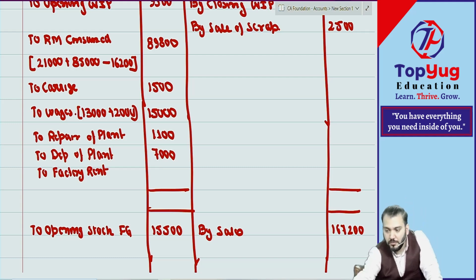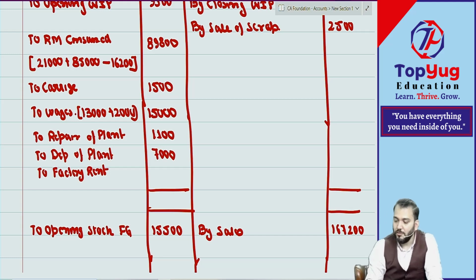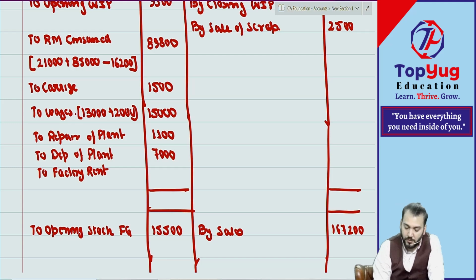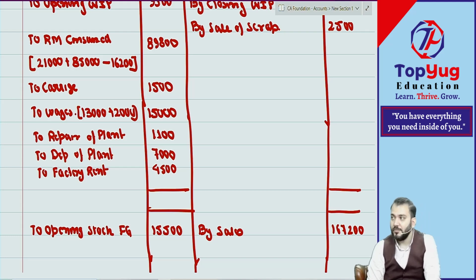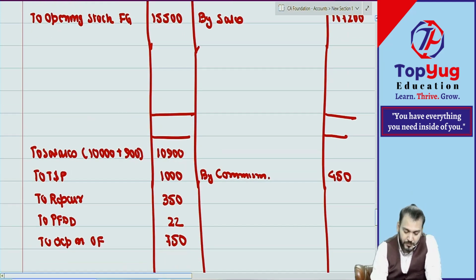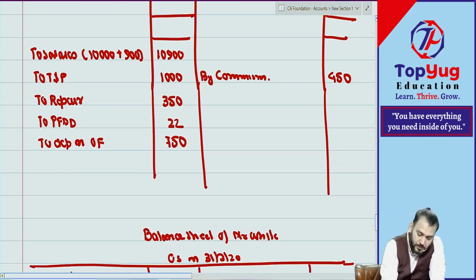Why are you waiting? 6,000 into 3/4, 4,500, correct. This will go to manufacturing. Balance will go where? PL. So balance will go to PL.